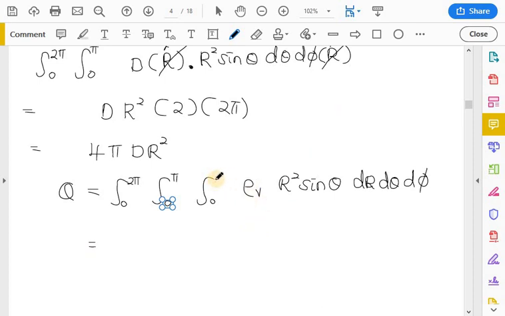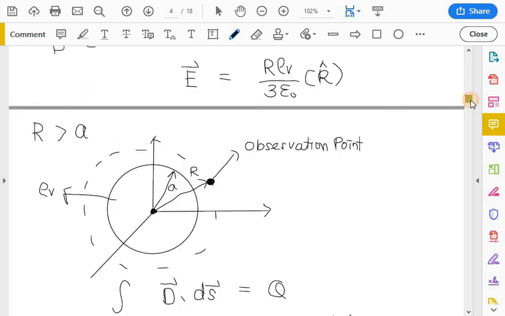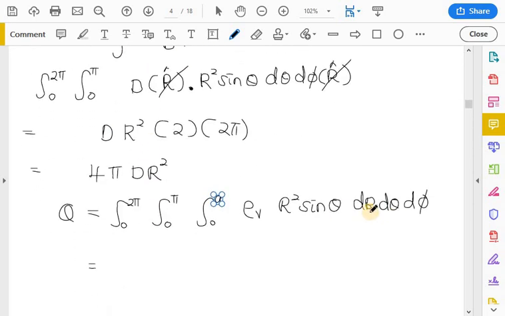How about this part? Should I write it as R? Do you know why just now I put it as R, but here I must put it as A? What is the meaning of this Q? Q is the total charge that is contained in this sphere, right? Even though your observation point is here, the total charge actually still depends on the radius A. It does not depend on the radius R, because it depends on the dimension of this sphere. That's why in this case, this R you have to put from 0 to A.